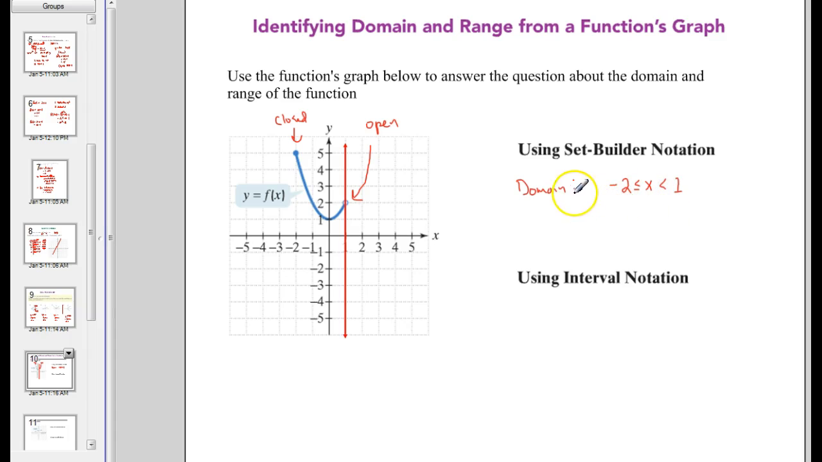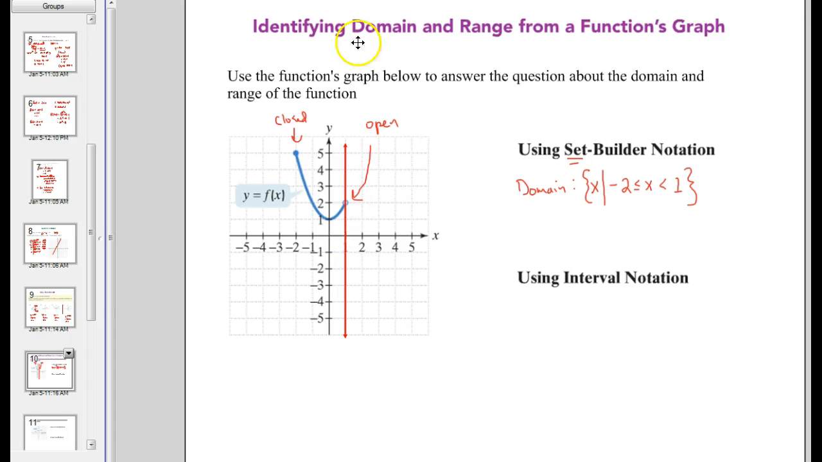So in set builder notation, the way we finish this up, because set means we're going to have set brackets, we put this little x out in front and then a vertical line. The way this is read is the set of all x's such that, this little vertical bar is read such that, -2 is less than or equal to x and x is less than 1. It means -2 is part of this domain. Positive 1 is not part of the domain.